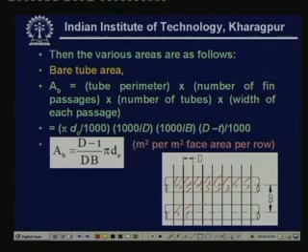Like this, you have to account for all the tubes in a row per meter square of face area. So if you substitute the expressions for tube perimeter, which is nothing but pi d_o divided by 1000, the number of fin passages, which is 1000 per D, the number of tubes, which is 1000 divided by B, and the width of each passage, which is (D minus t) by 1000, finally you find that the bare tube area is given by (D minus t) divided by D B into pi d_o, and this is meter square per meter square face area per row.